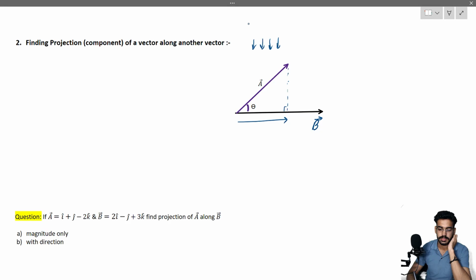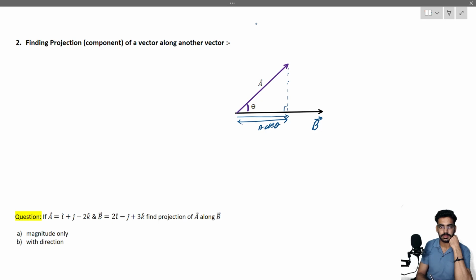What can I say? This projection will be a cos theta, right? Magnitude is a cos theta, direction is along the b. That is basically the projection meaning. So I have told you, magnitude is a cos theta and direction is b vector. So what is the direction of projection? a cos theta b cap, right? Simple. So from here what I want to find out, a cos theta.